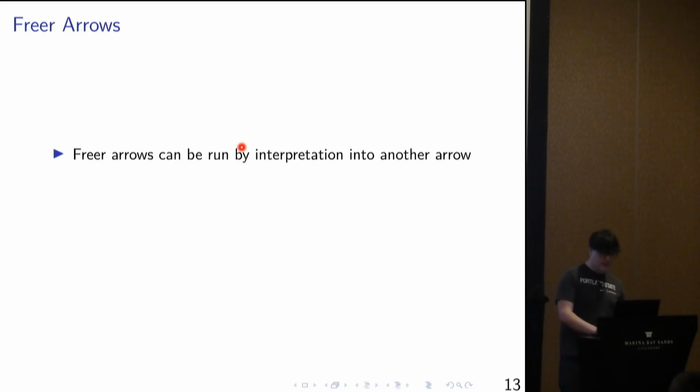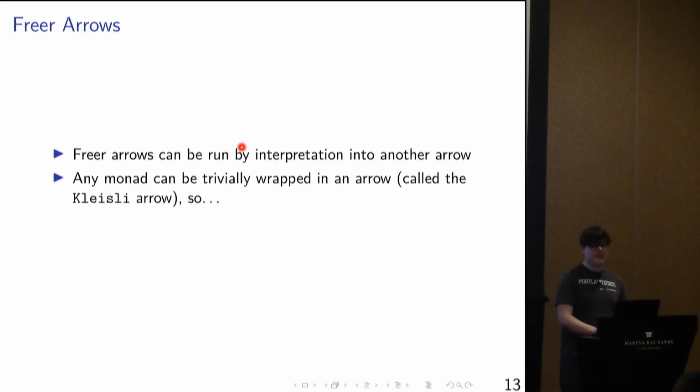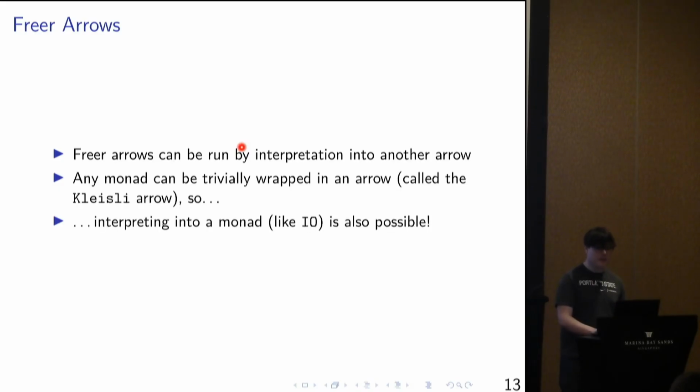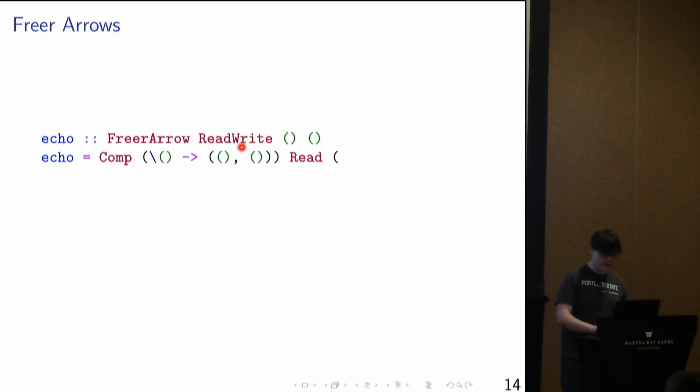Yeah, so Fourier arrows, like Fourier monads, can be run by interpretation, but we interpret it into another arrow instead of a monad. This ends up being really easy because any monad has a trivial arrow that we can derive from it, the Kleisli arrow. And so we can still interpret it into a monad like IO, which we'll need to do if we want to have the ability to use the IO monad.